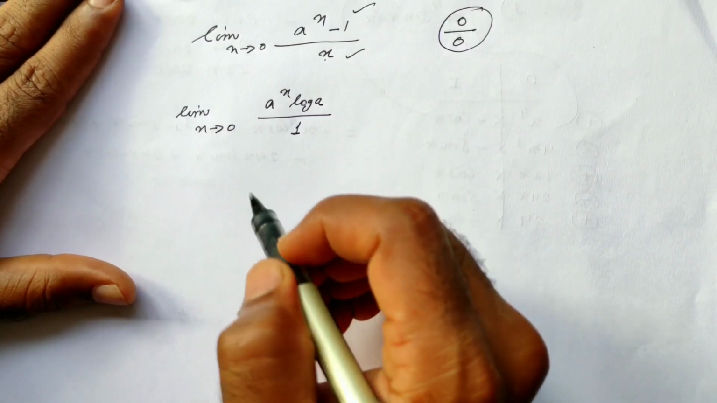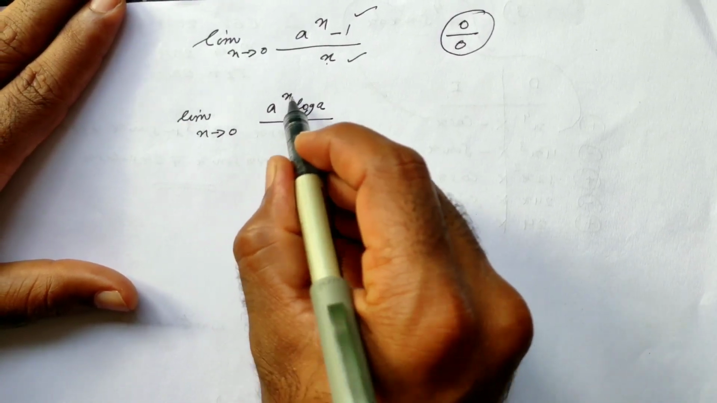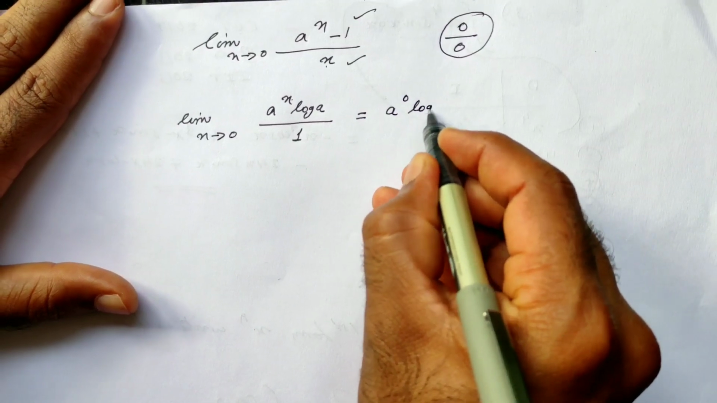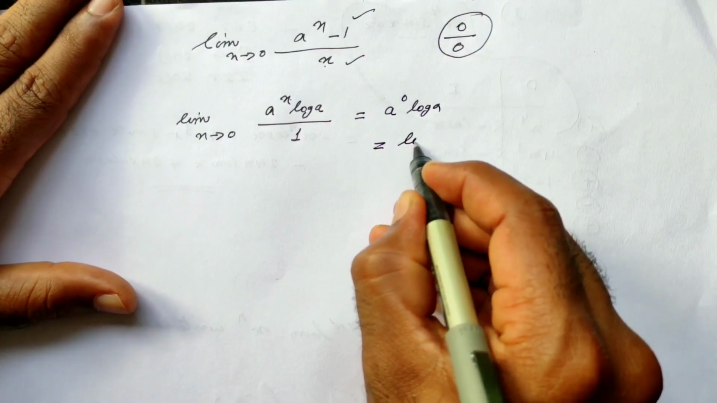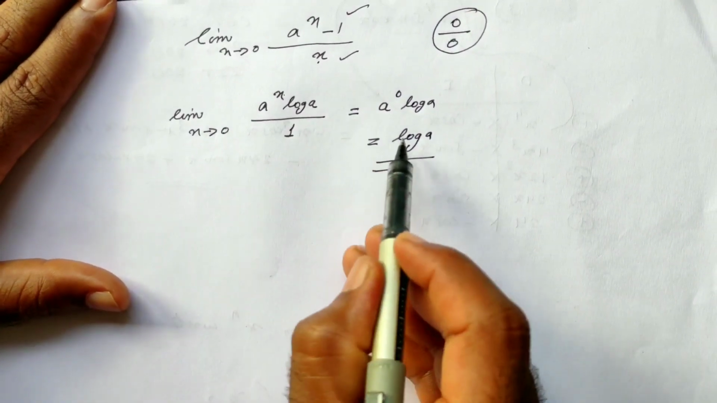And then we apply the direct limit here. It is not in any indeterminate form, therefore we can apply the direct limit x tends to 0 here, and it will become a raised to 0 into log a. That is the final answer for the type (a raised to x minus 1) by x, which is log a.